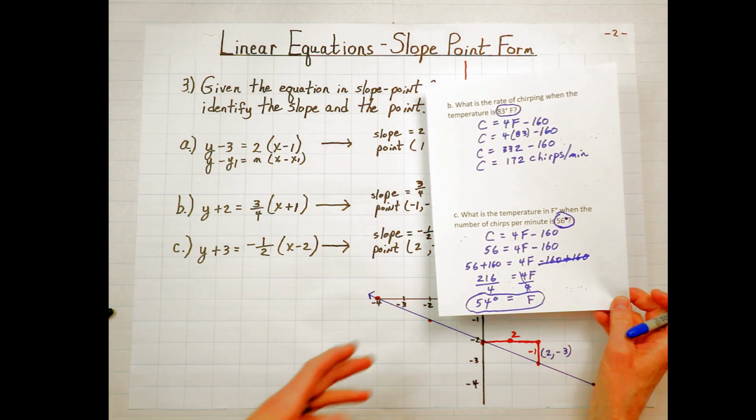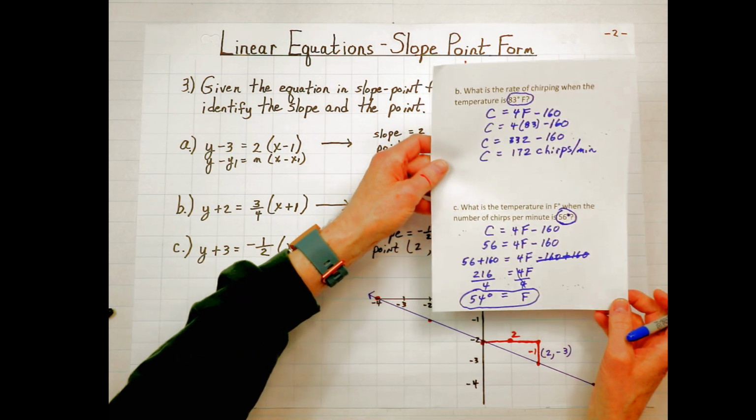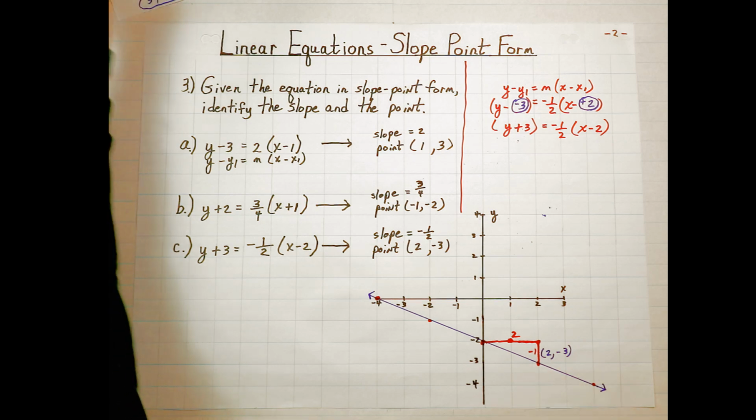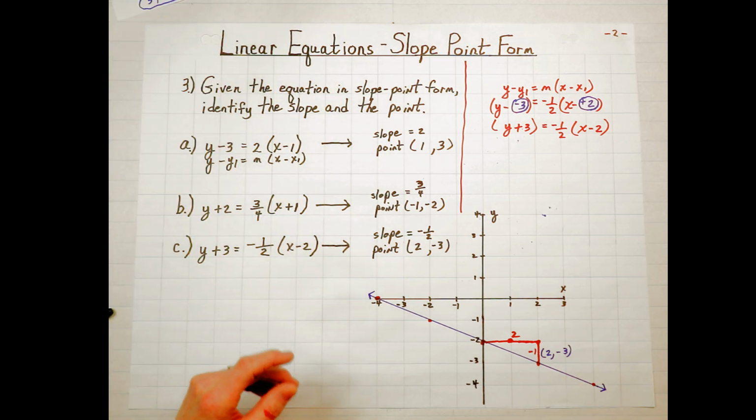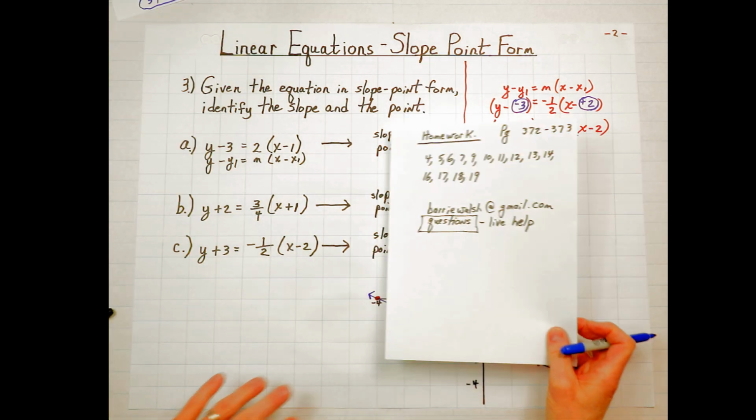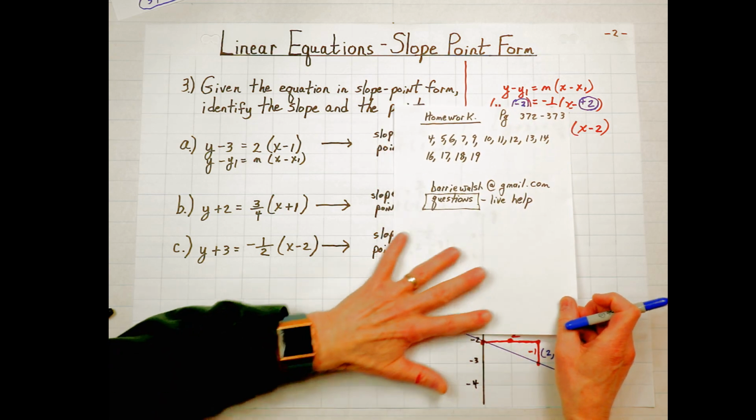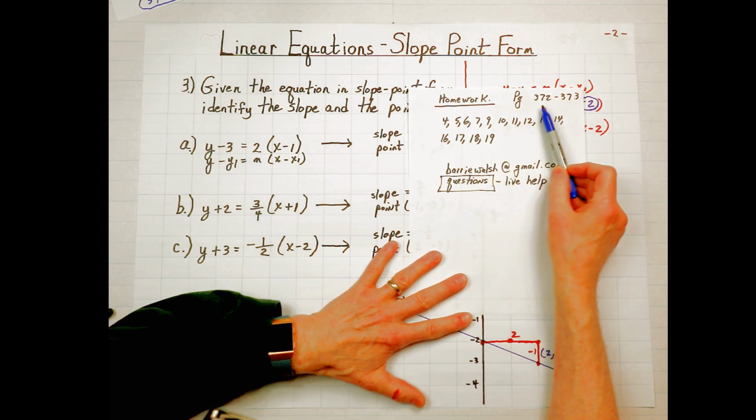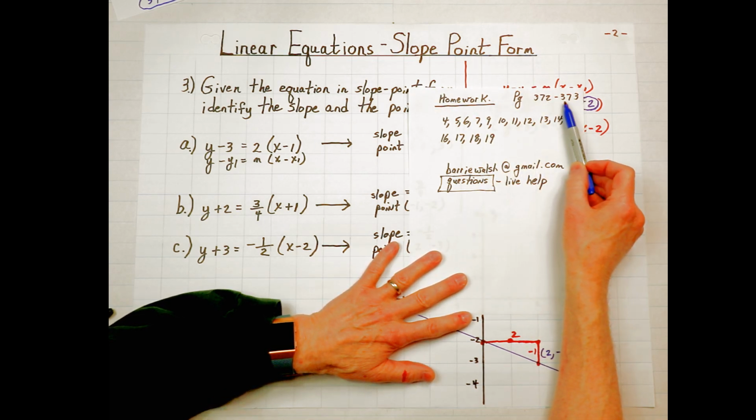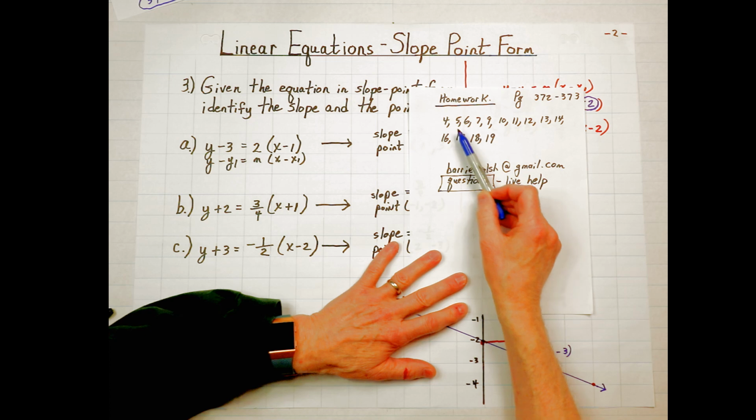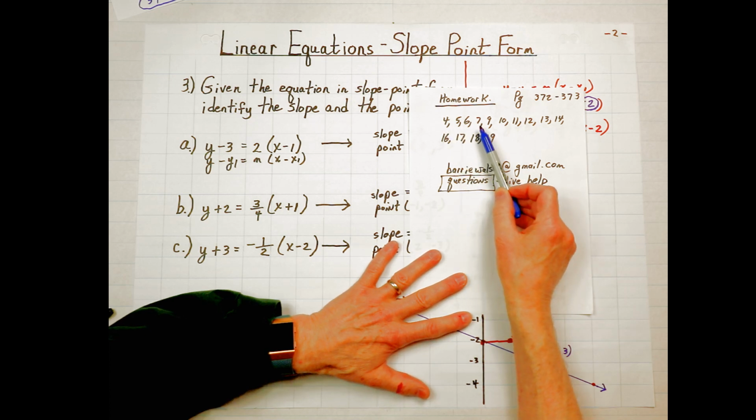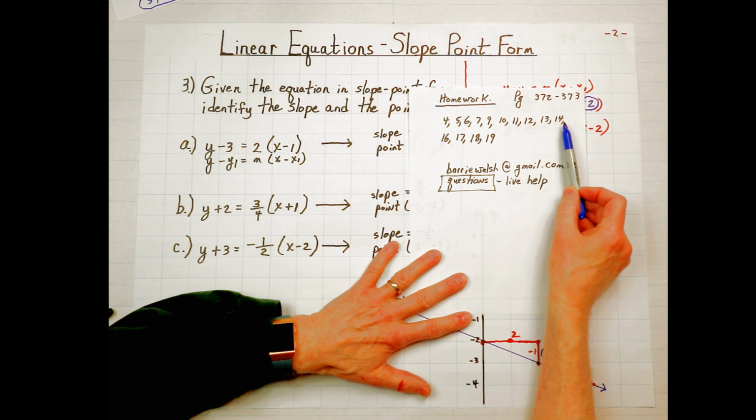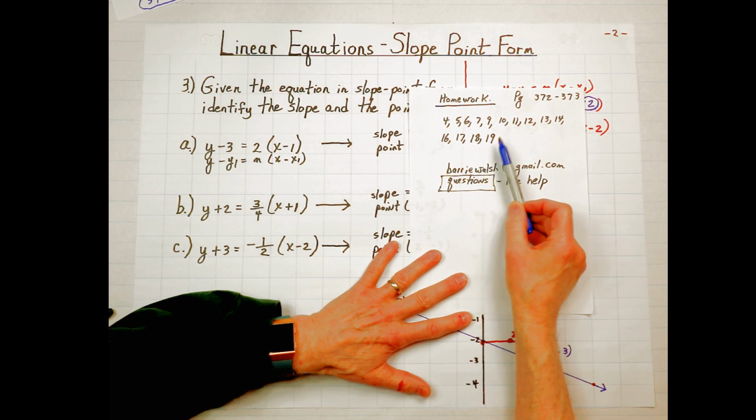Okay, I hope you found that not too difficult. Starting to get used to those linear models, those linear problems. Now, I want to talk to you about homework. In your book, page 372, page 373, I would like you to do 4, 5, 6, 7, 9, 10, 11, 12, 13, 14, 16, 17, 18, 19.